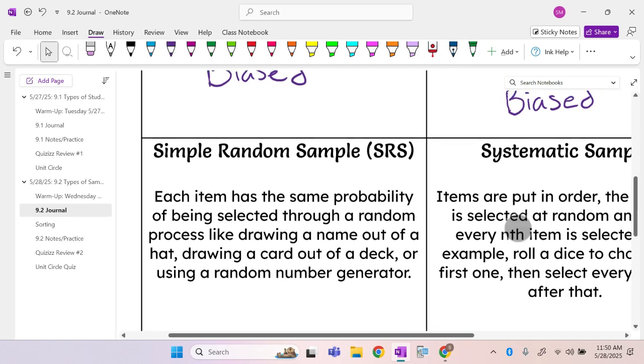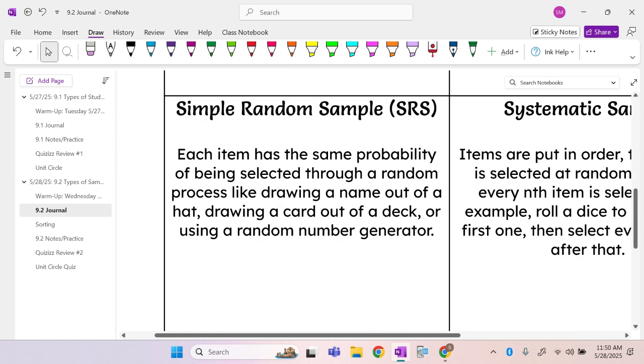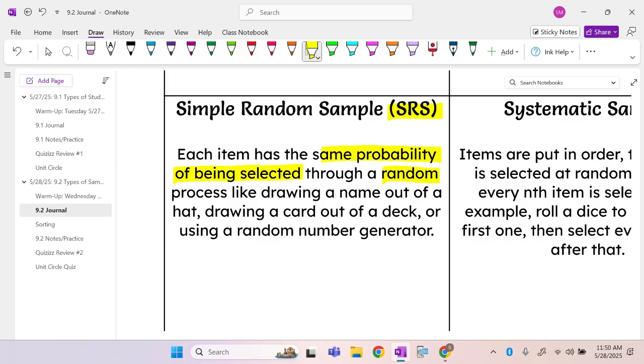Now we're getting into the samples that most studies use. The first sample that a lot of studies use, and probably the one you hear about the most, is the simple random sample, which we also say SRS. With SRS, each item has the same probability of being selected through a random process, like drawing a name out of a hat, drawing a card out of a deck, or using a random number generator.